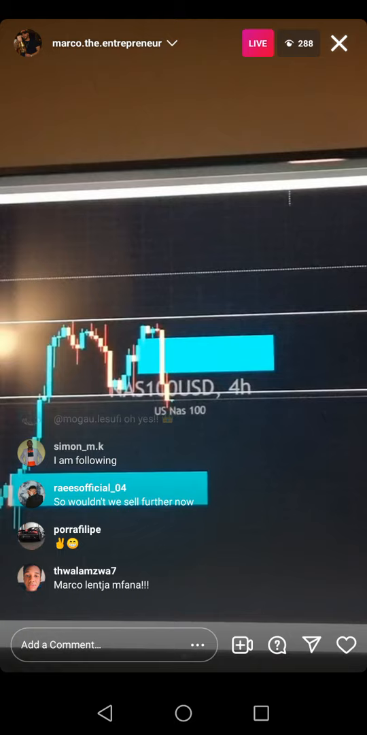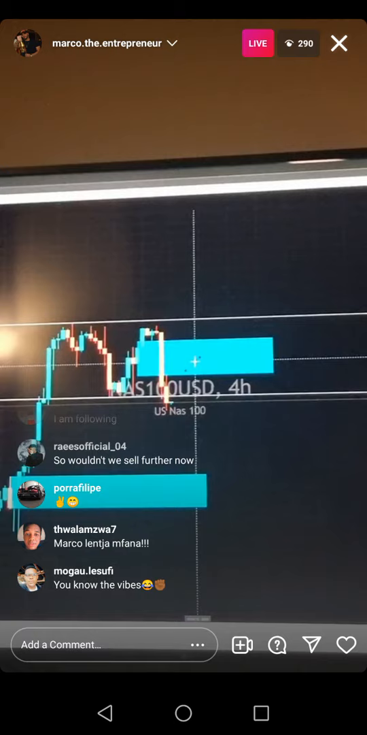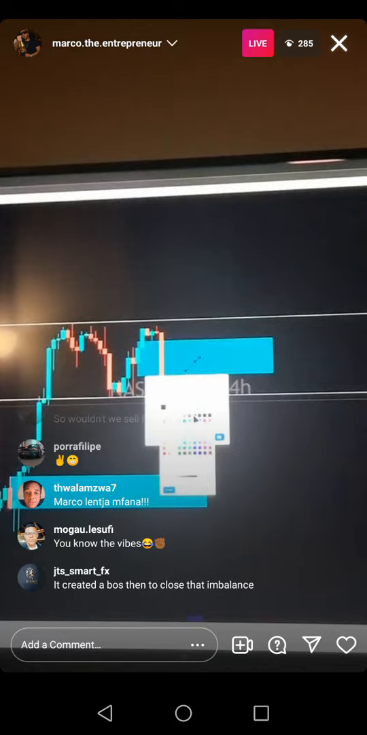Who's with me? Let me try to change this. I want to try to change this color. So it's black. Need to make it white. White, man. There you go.